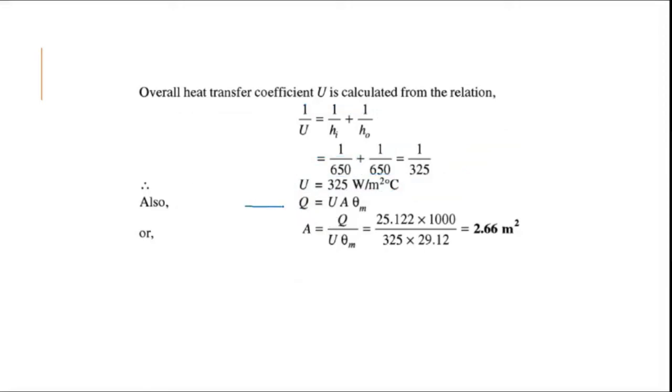Now, Q is equal to U A theta m. The Q value was calculated. The U value we just calculated as 325. The theta m value was determined earlier. So putting all the values in the relation, we can find the value of area. For this case, the area is equal to 2.66 meters square. Any doubt in the solution? Anyone? No, sir.